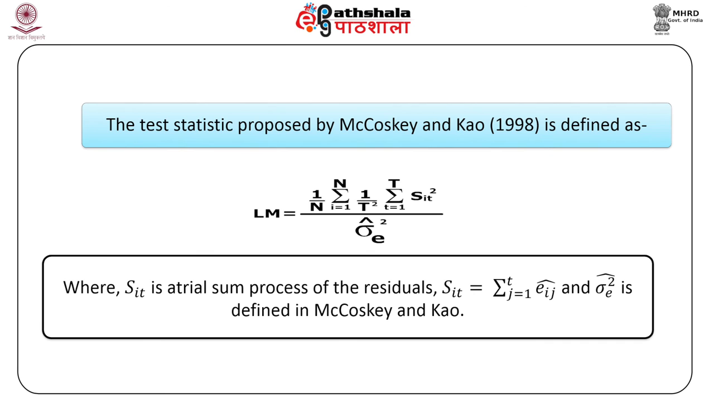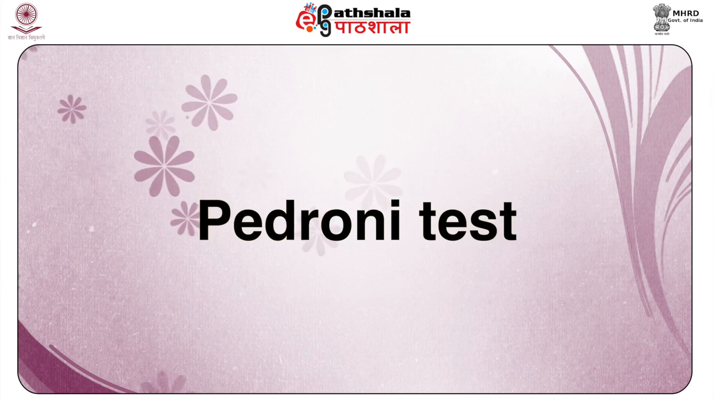The test statistic proposed by Mekowski and Kao is defined as LM is equal to 1 divided by N summation I equal to 1 to N, 1 by T square summation T equal to 1 to capital T S_IT square divided by sigma_e hat square, where S_IT is a partial sum process of the residuals. S_IT is equal to summation j from 1 to T e_IJ hat, and sigma square e hat is defined in Mekowski and Kao.